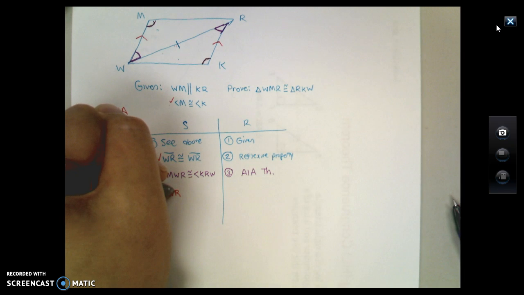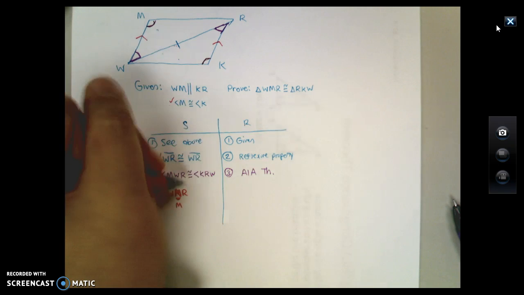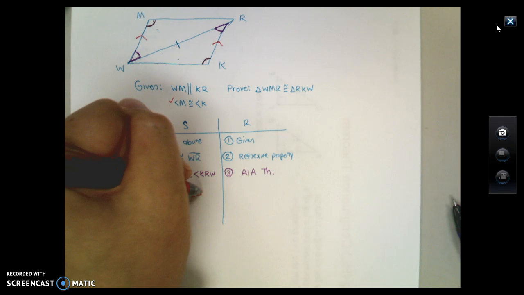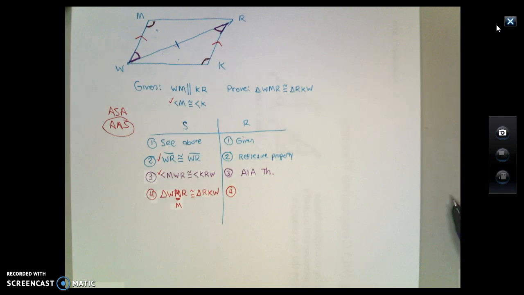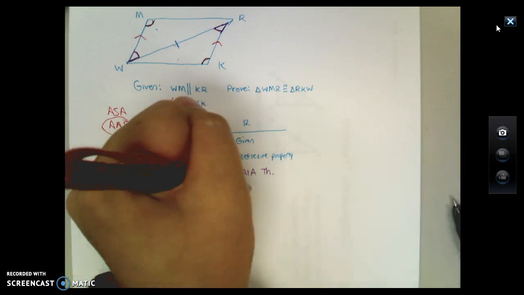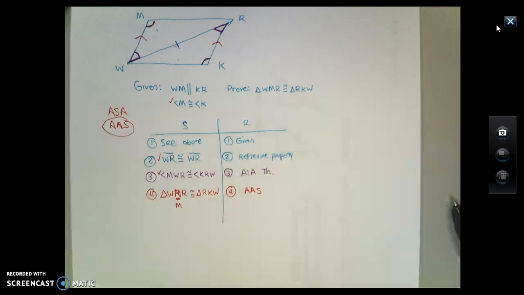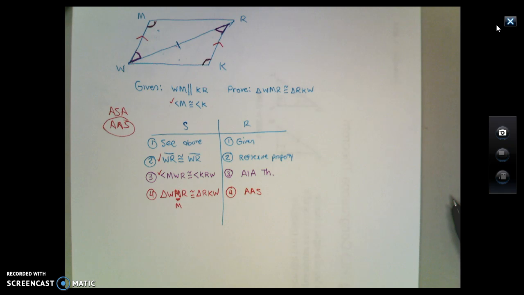I wrote it wrong. WMR. That's an M right there, guys. I'll write it again. WMR is congruent to triangle RKW. And the reason I'm going to say that is angle, side. And this proof is now done as well.